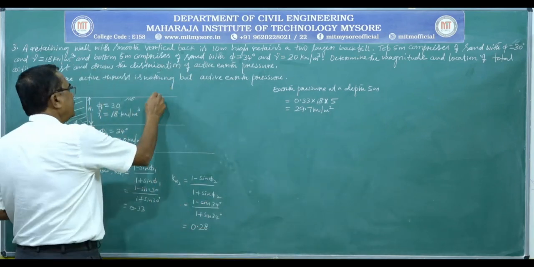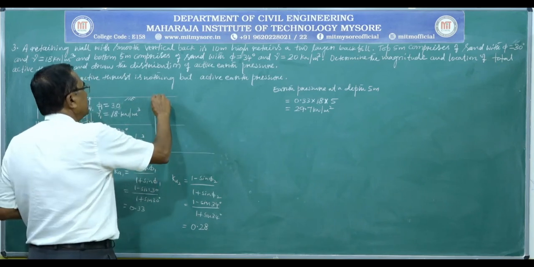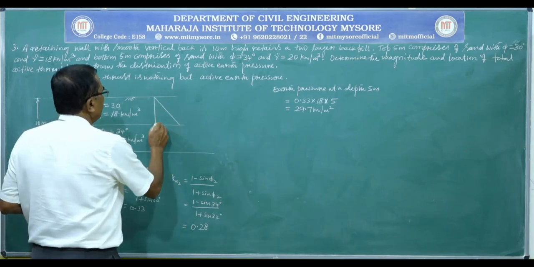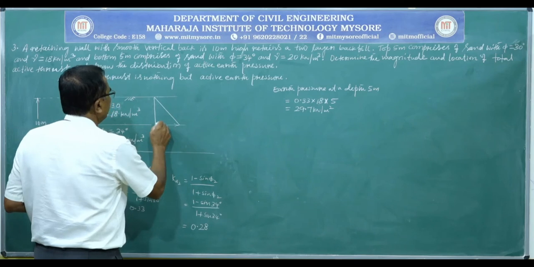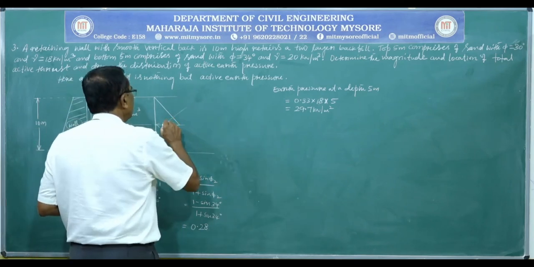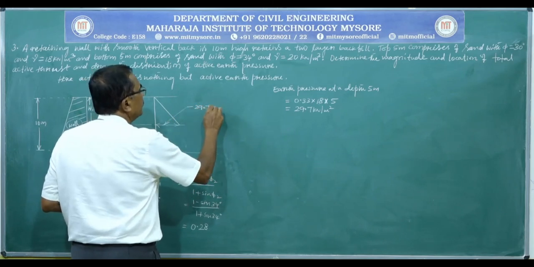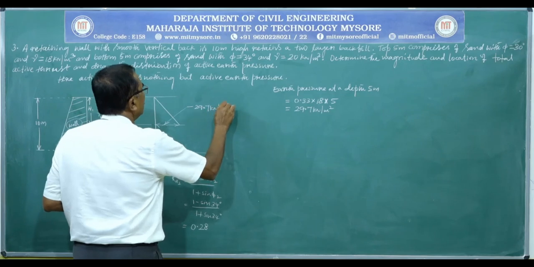Now parallelly draw the distribution diagram also. So earth pressure at a depth of 5 meter due to the top soil is equal to 29.7 kilonewton per meter square.